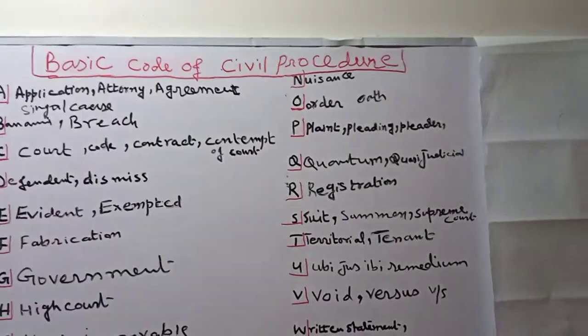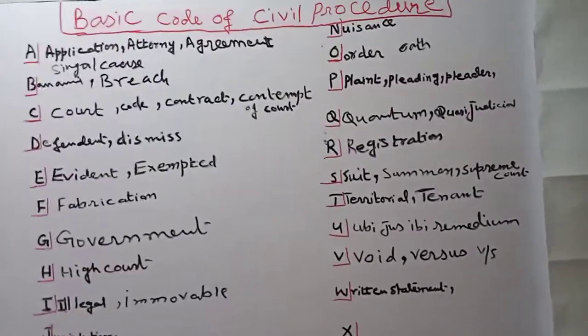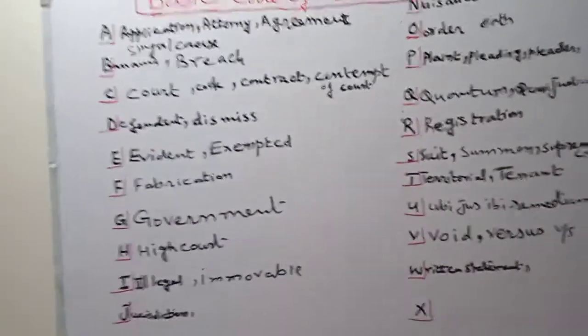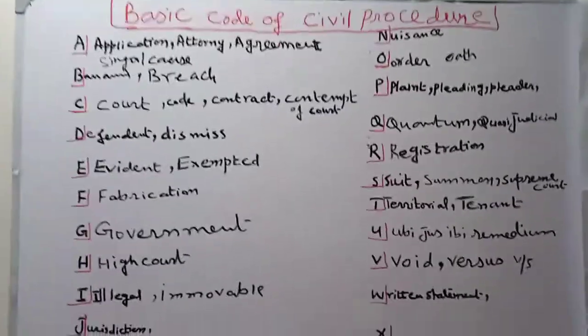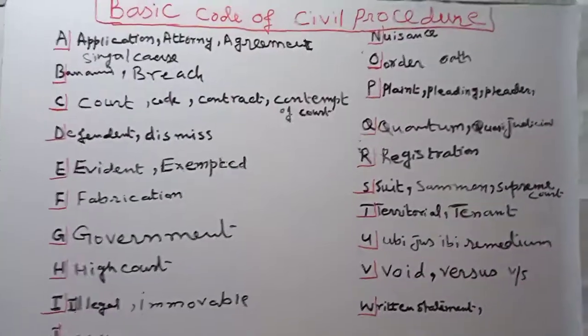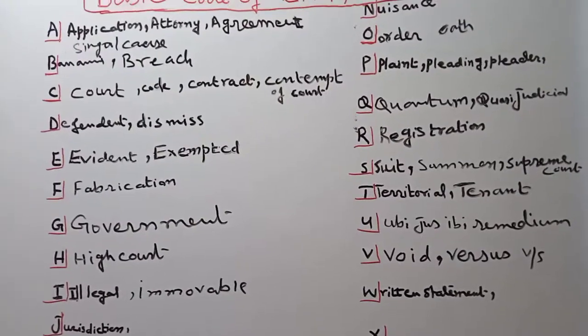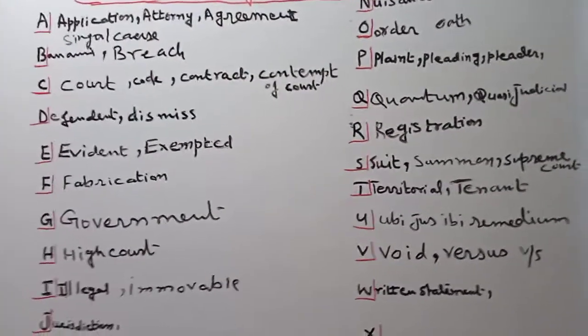Today I'll teach you the basics of Code of Civil Procedure, legal terms and vocabulary. Let's start. Alphabet A. A, application. Application means any application you file in the court is called application.